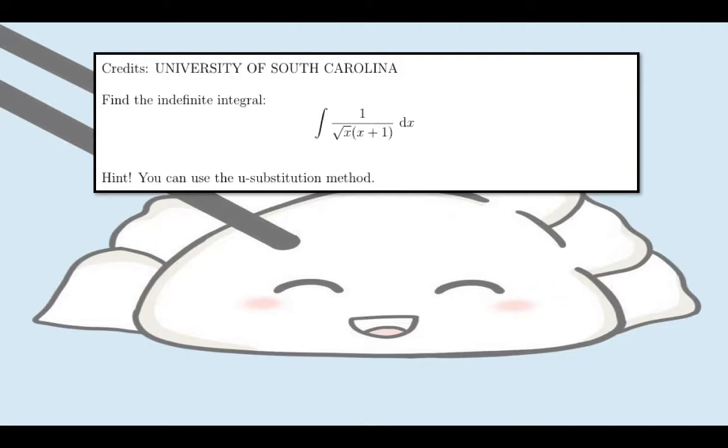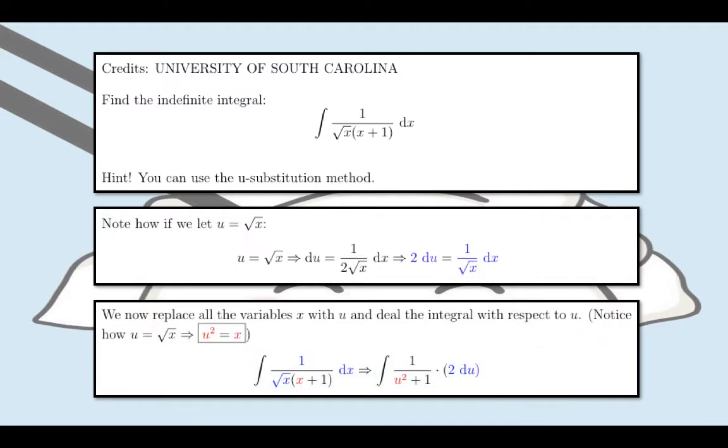There's a lot of candidates for what we can use for the value of u. However, the most viable option is u equals square root of x. If u equals square root of x, then when differentiating both sides, we will get that du equals 1 all over 2 square root of x dx. Now multiply both sides by 2 to get that 2 du equals 1 over square root of x dx.